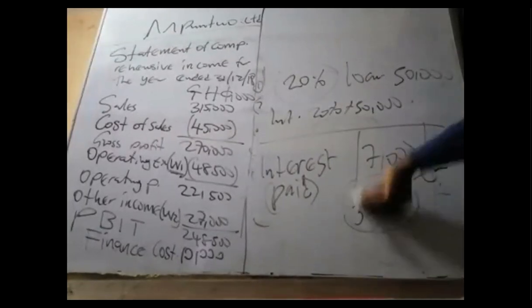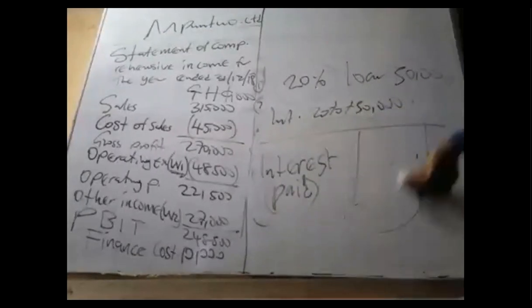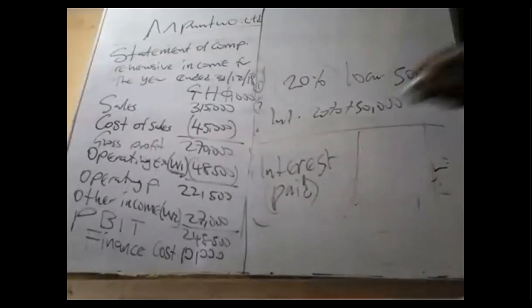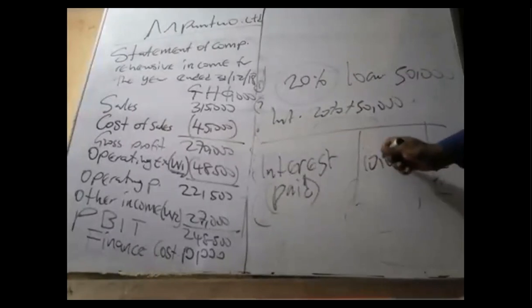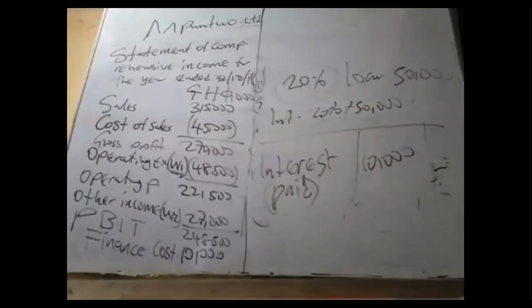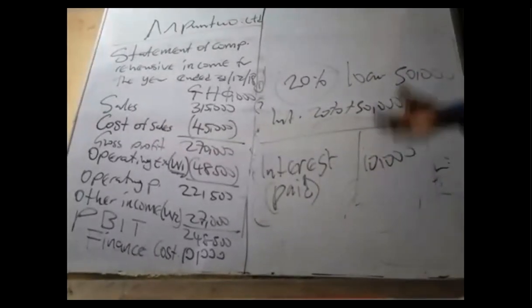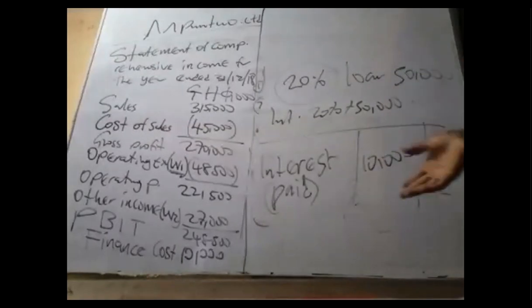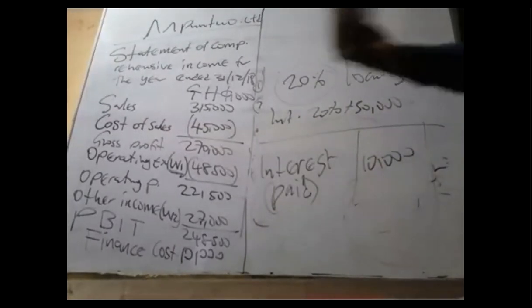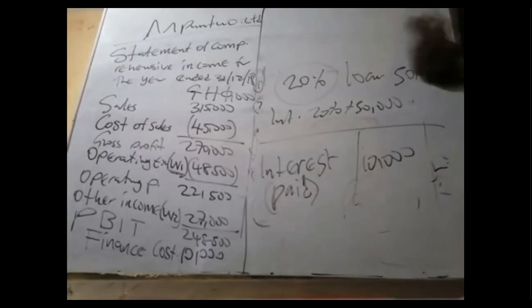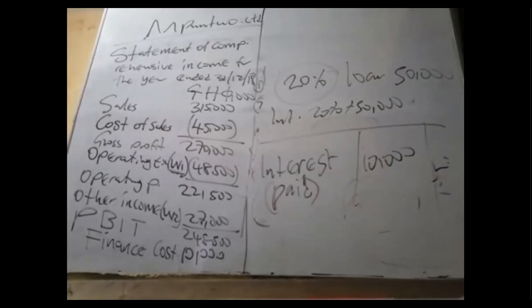What if in a trial balance you see something like this? You see 10,000 in the trial balance. What does it imply? It means the person has paid all the interest, so he's not owing. So nothing goes to the financial position or balance sheet as current liability. No, nothing goes in there.